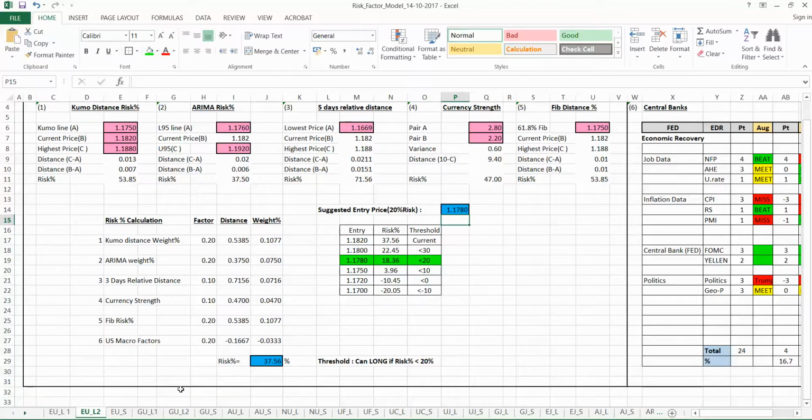We plan to long at around the 1.178 area and average down to 1.172, which is the next step, 0% risk. So that will be our game plan for Euro USD, and then we will move on to other pairs.